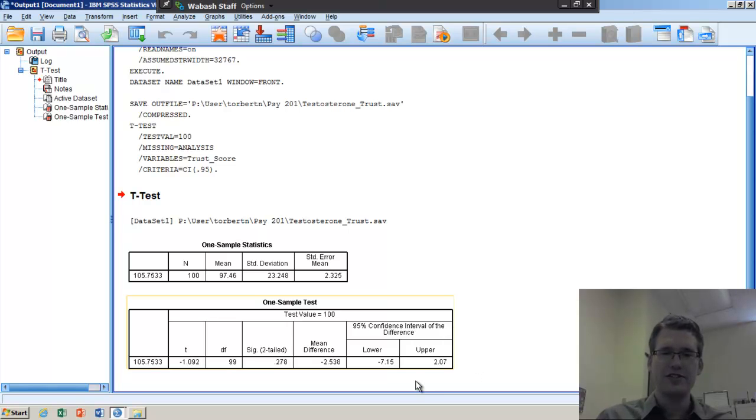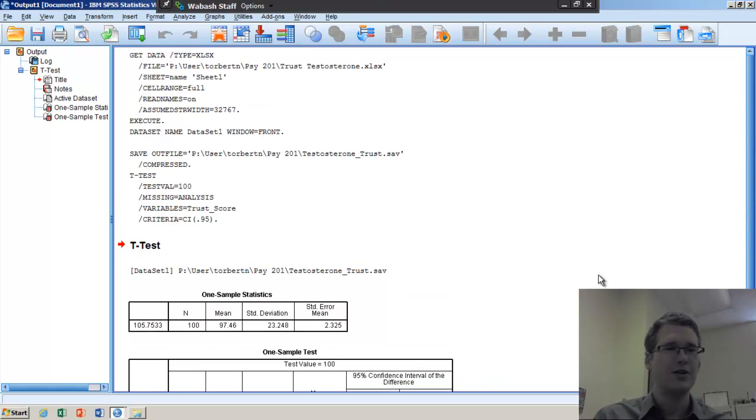Later when we talk about confidence intervals, here we'd say our confidence interval of the difference for the size of the effect of testosterone is between negative 7.15 and positive 2.07. So whatever the effect of testosterone is, it's somewhere between lowering trust by 7 points and raising trust by 2 points. So we're not sure. This is one of the reasons we would say that we're going to fail to reject the null, is we don't even have confidence that testosterone, say, either decreased or increased the population mean.